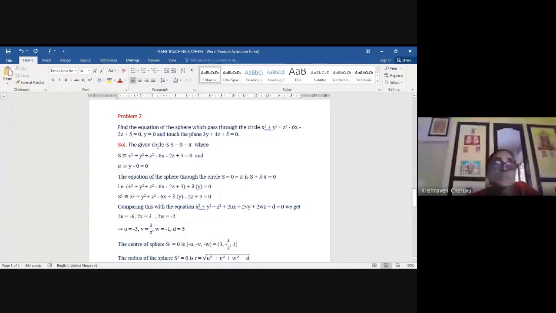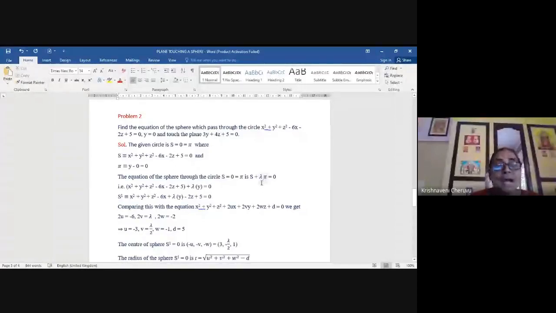So your aim is to find out a sphere which passes through this circle. The equation of the sphere passing through the circle S = 0 = pi is, this is the formula which is very important, S plus lambda pi is equal to 0. You are going to find out this sphere only. To find out this sphere, you have to find out lambda.